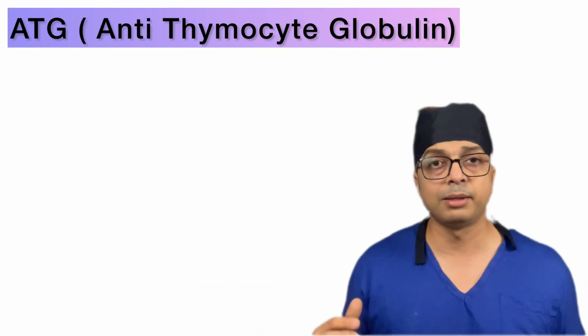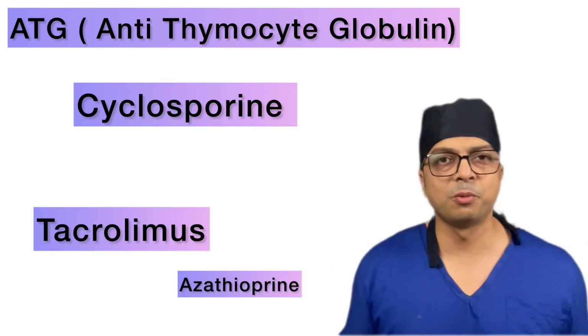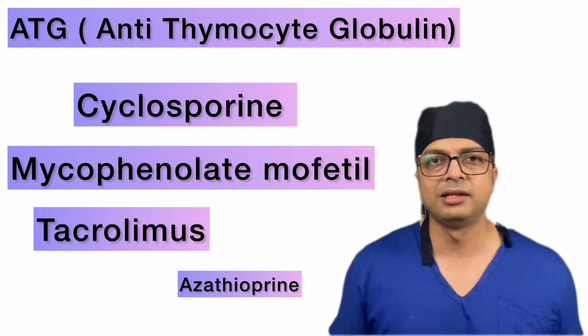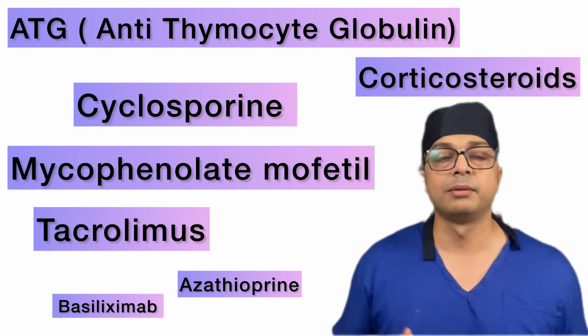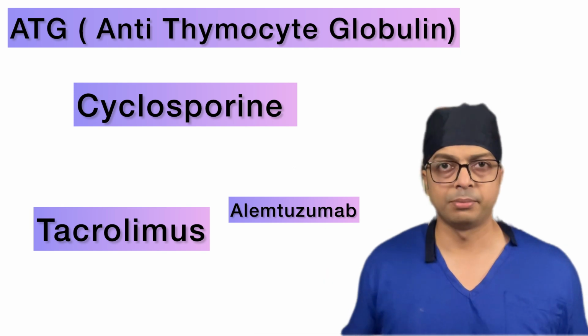So friends, let's narrate the names of these immunotherapeutic agents used during the procedures without any particular order. The immunotherapeutic agents which are commonly used are anti-thymocyte globulins, tacrolimus, cyclosporin, azathioprine, mycophenolate mofetil, corticosteroids, basiliximab, rituximab, and alemtuzumab. Friends, before going into these immunotherapeutic agents, let's see how they prevent rejection.